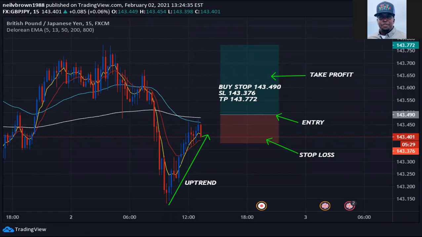All right, again, you're waiting. You are waiting for price to get to that price. The same thing happens for a sell stop.